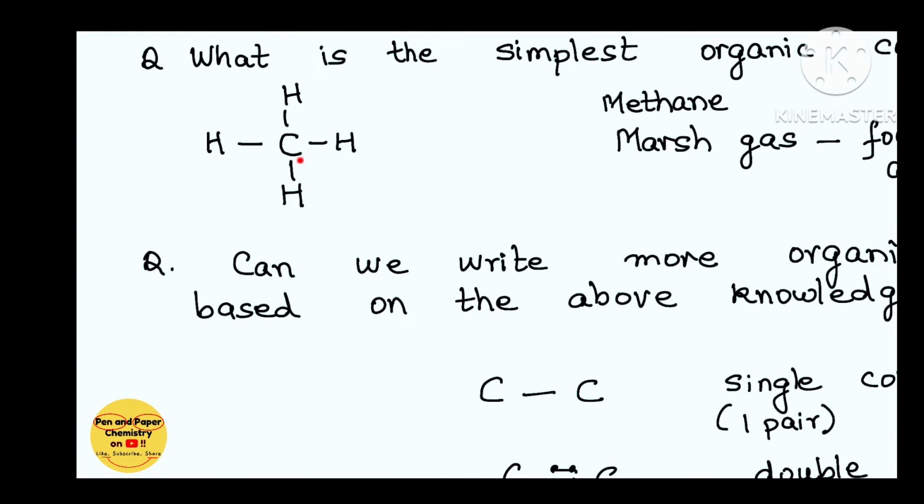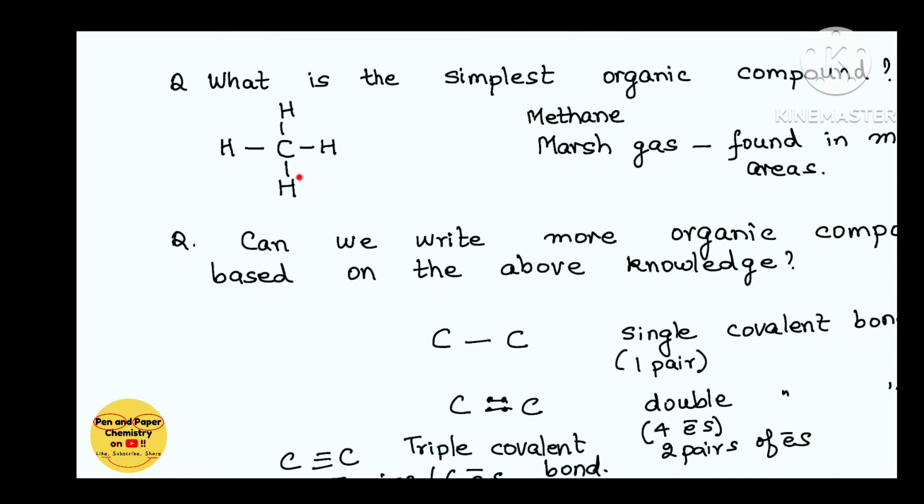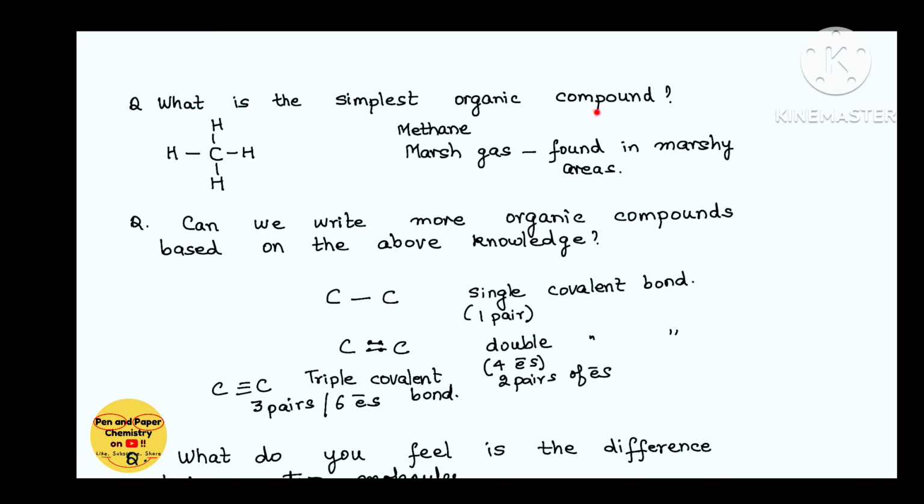You see carbon forming 4 bonds. The maximum number of bonds that carbon can form, and has to form, is 4. Either it can be with the same atom or it can be different. So we have the simplest organic compound, methane. It was earlier known as marsh gas because it used to be found in marshy areas.